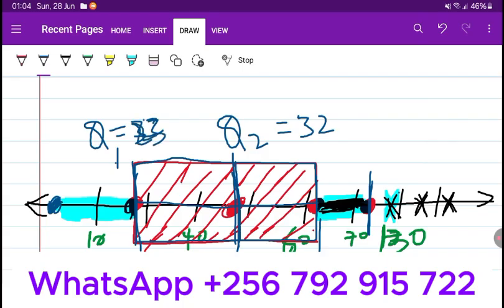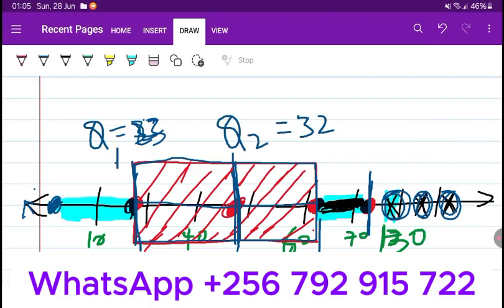Of course, these, and now the outliers. If we had even an outlier this side, we would just indicate it with a star. And that's how you draw the box plot. Now, there are other books.